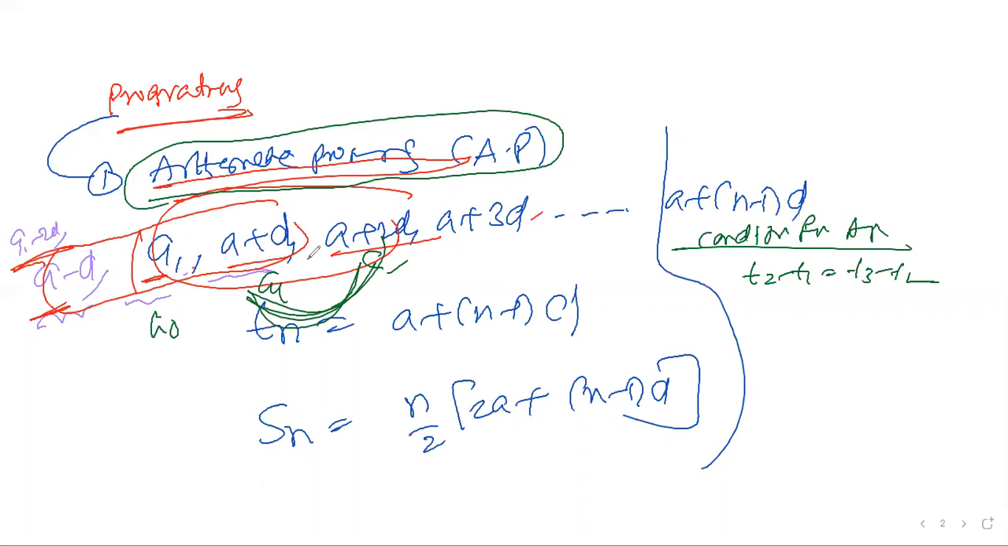Let us take this minus this, D will come. This minus this, D will come. So D is equal to D. The common difference is the same. That is the general rule.